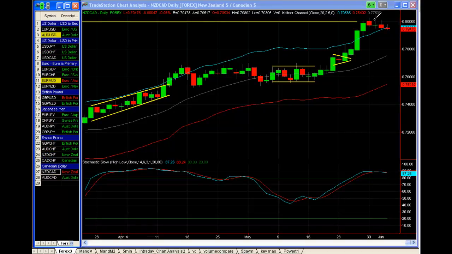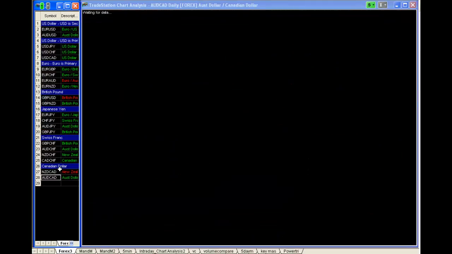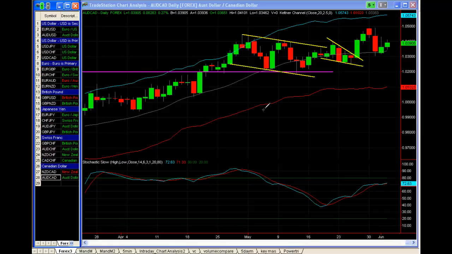Here is the New Zealand dollar versus the Canadian dollar, and just getting back inside the Keltner here. Even after this doji, we couldn't break back down, so this could possibly form a bull flag here. Definitely one to watch.